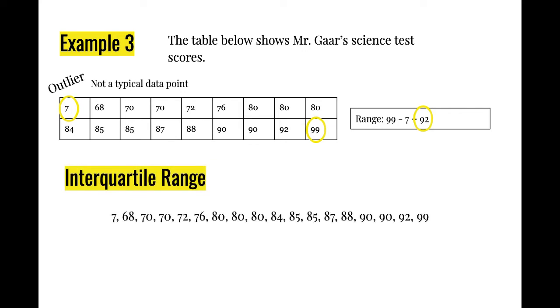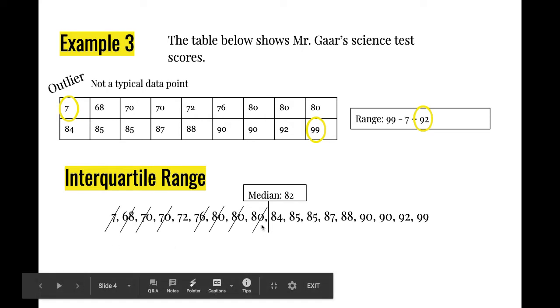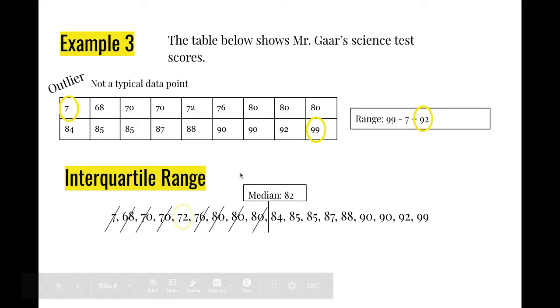To find the IQR, or the interquartile range, I'm going to put my values in an ordered list from least to greatest, and I'm going to first identify the median. You learned about finding median earlier this week. The median is between 80 and 84, which means it is 82. Then I'm going to find the value that is in the middle of the lower half of my data set, right? So to the left of my median. The number that's in the middle of that is 72.